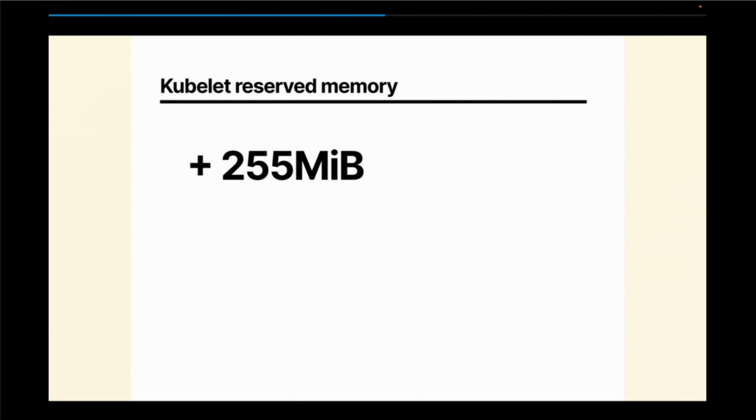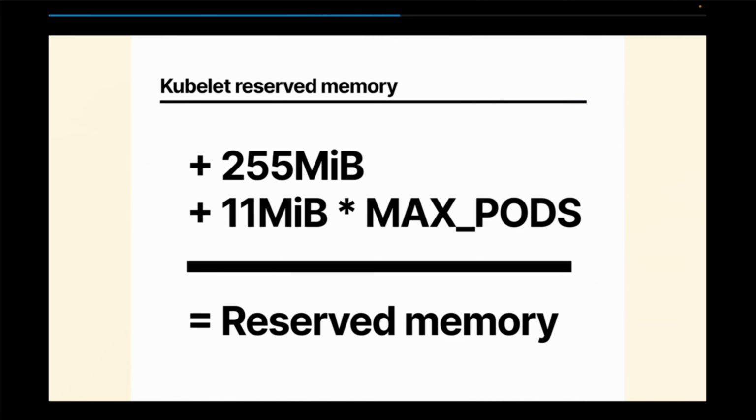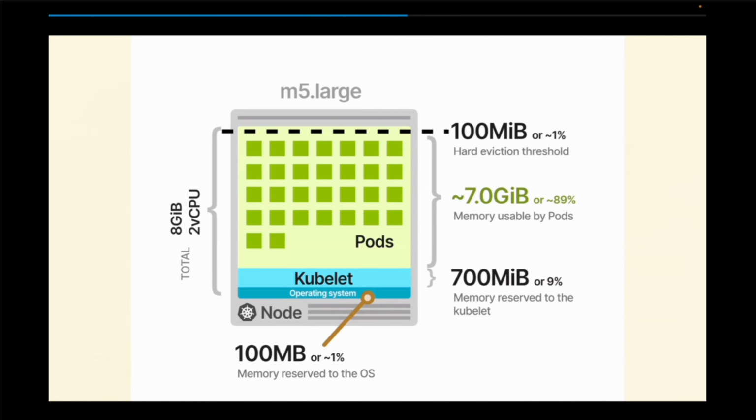Your cloud vendor will usually choose these numbers for you. For example, AWS typically reserves 255 meg memory for the kubelets, plus 11 meg for each pod that you can deploy on that instance. The CPU reserved is usually around 0.3 to 0.4 of a CPU. For the operating system, they reserve 100 meg of memory and 0.1 CPU, and for the eviction threshold, another 100 meg. So in AWS, if you select an M5 large, here's a visual recap of how the resources are subdivided. With this particular instance, you can deploy 27 pods.